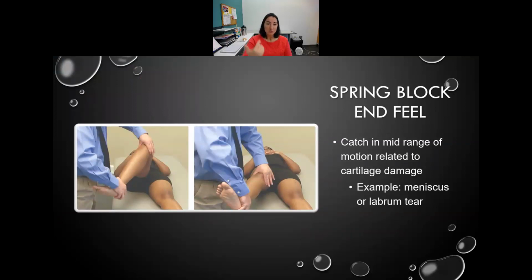Spring block infill is when you have a catch in mid-range. So typically it's either a meniscus tear or a labrum tear. Both of those are cartilage. The meniscus is in the knee, the labrum's in the hip. And if you are doing a McMurray's test to test for a torn meniscus, then you might feel the catch, or the patient might feel the catch. You may not. Sometimes you hear a clicking or something that can also cue you into that. But if you're going through range and you're like, oh, there's a catch there, but I can go further, that's called a spring block infill, and that signifies a tear in the cartilage or damage to the cartilage.